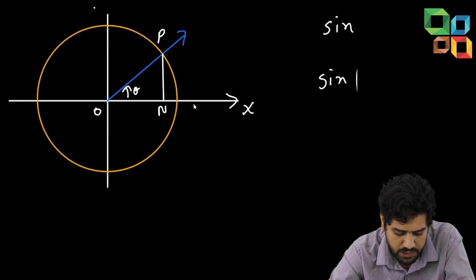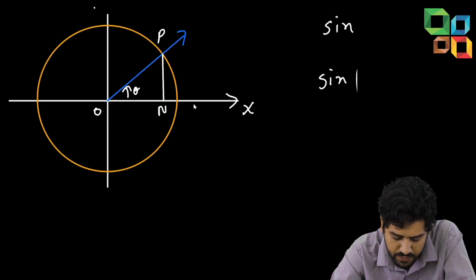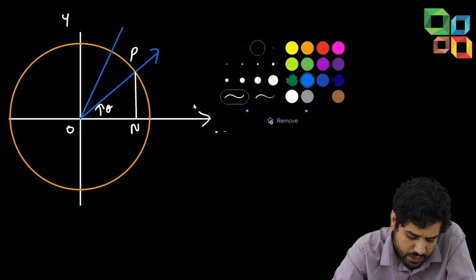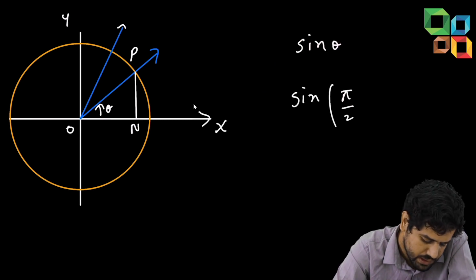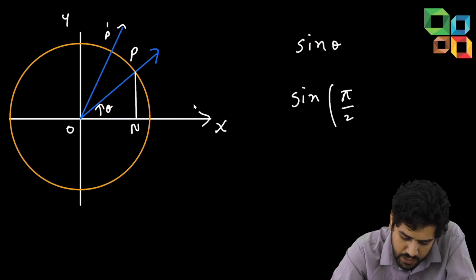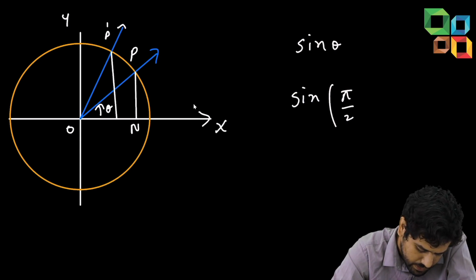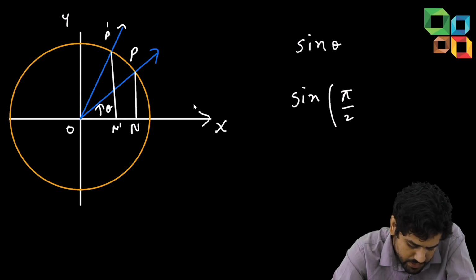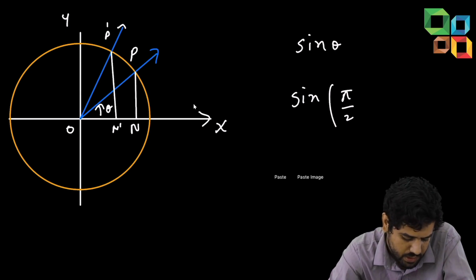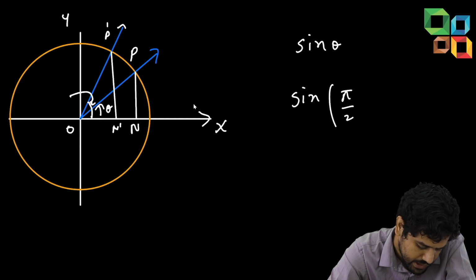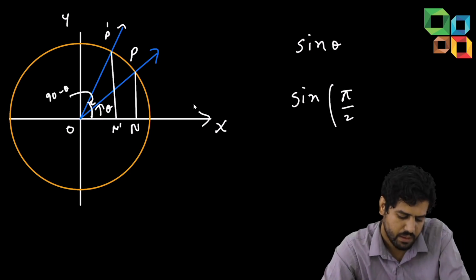So what we will do is we will draw another triangle. We will draw another angle which makes 90 minus theta. Okay. So let me name this point P dash. Okay. And let me drop a perpendicular. This is N dash. So this angle is 90 minus theta. Okay. Let me name it. This angle is 90 minus theta.